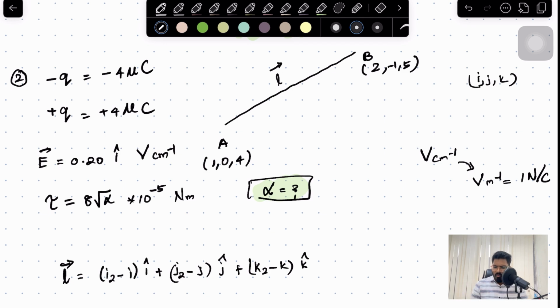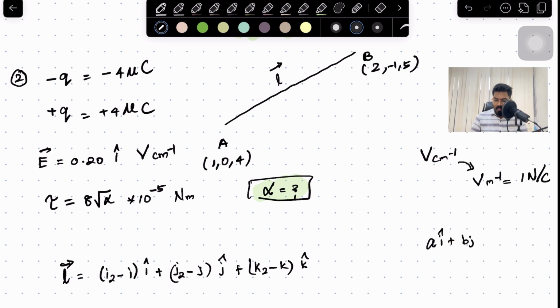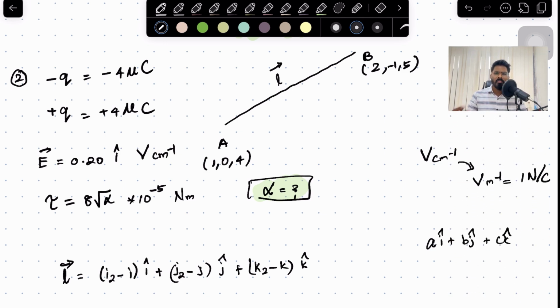So it is very simple. What I'm saying is A into I cap plus B into J cap plus C into K cap. This is the format which I'm following. This is how we represent a vector in three-dimensional space. So we multiply the magnitude of a vector by any unit vector in that direction. So if I want to write a vector, I have to write it as A into I cap. That is how we write an A vector. So this is the format which I follow.